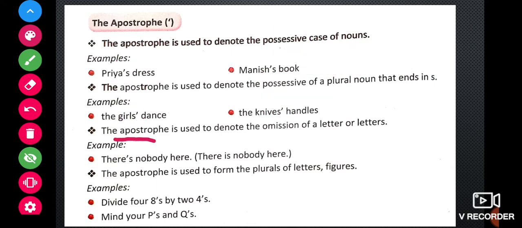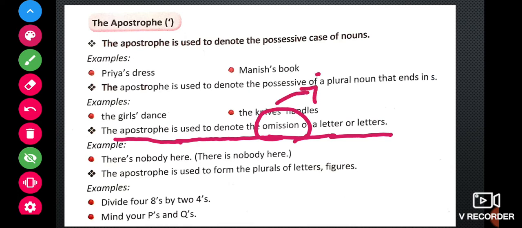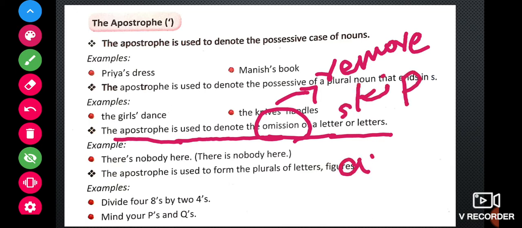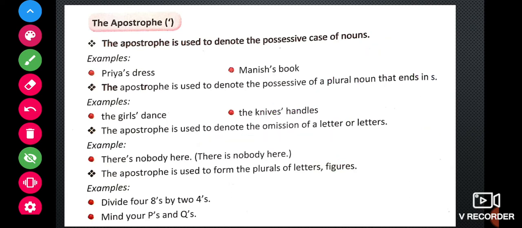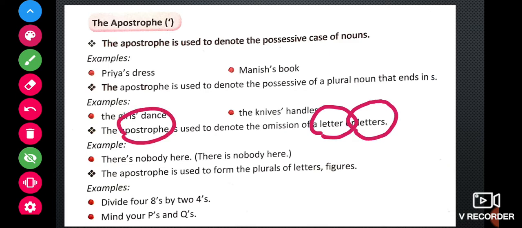The next point, the apostrophe is used to denote the omission of a letter or letters. Here omission means to remove or to skip or to avoid. This means omission or omit. So whenever we have omitted a single letter or letters, we use apostrophe to denote, to say that we have omitted something.